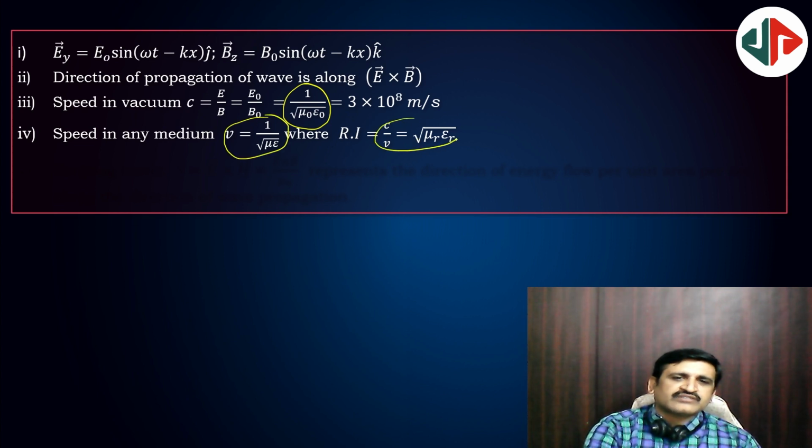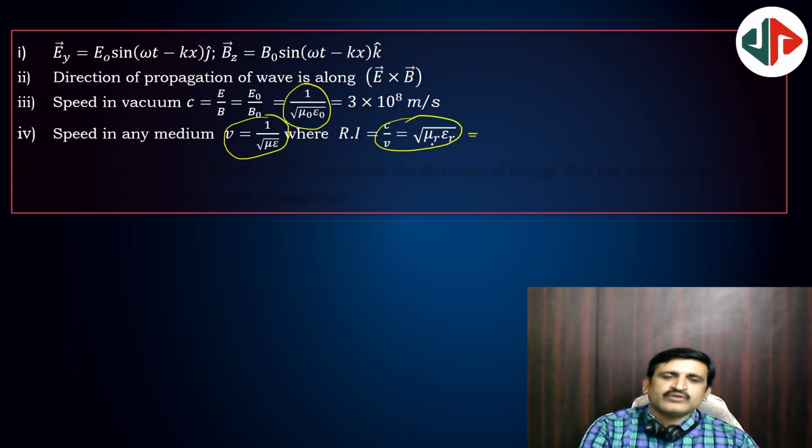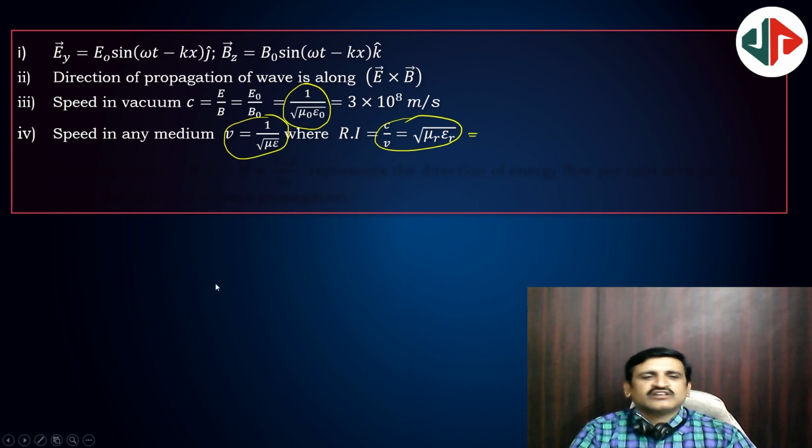This is refractive index. This is refractive index mu. That's why I didn't use the symbol. If I use symbol mu, then you may feel that is also one type of this one, permeability.